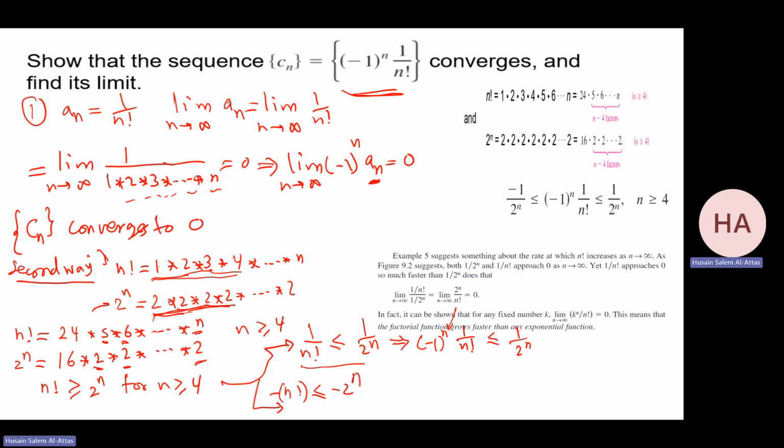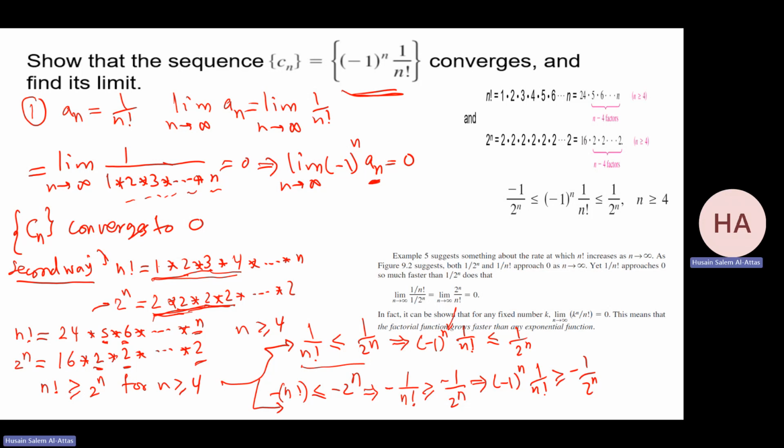Yeah, so that means what? Now, if I find the reciprocal, I have minus 1 over n factorial will be greater than or equal to minus 1 over 2 to the power n. In other words, now if I have minus 1 to the power n for 1 over n factorial, that for sure will be greater than 1 over 2 to the power n.